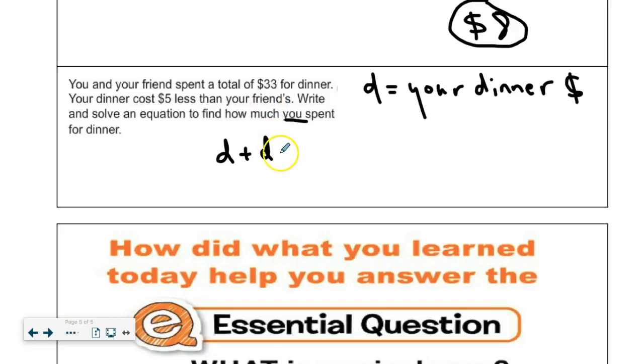So my dinner minus 5 equals 33. Correction, plus 5. Because this value right here is my friend's, which was your dinner plus 5. My dinner plus 5, because my dinner is $5 less. So my dinner plus 5 is his. Combine like terms. D plus D is 2D. I'll be able to tell at the end if I made a mistake. That's the great part. Subtract 5 from both sides.